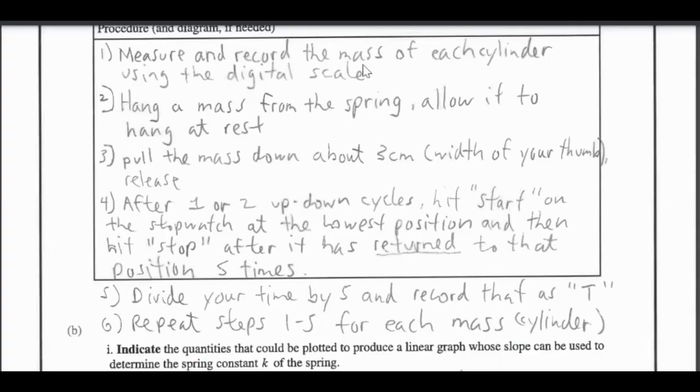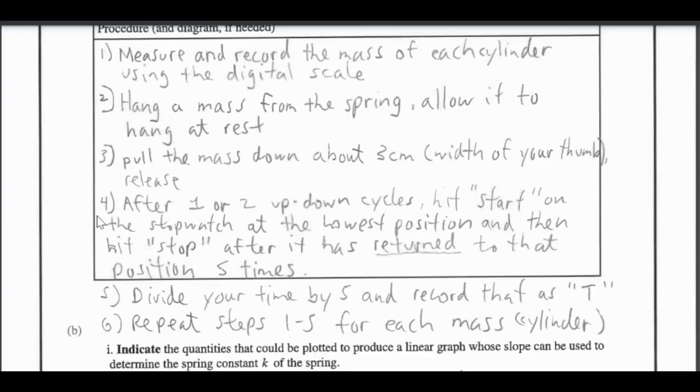So we're going to measure and record the mass of each cylinder using the digital scale, hang a mass from the spring, allow it to hang at rest, pull the mass down, and then because we don't have any measurement tools like a ruler or a meter stick, I said about 3 centimeters, the width of your thumb, because I'm kind of pretending like I'm speaking to a student. And then release it. After 1 or 2 up and down cycles, hit start on the stopwatch at the lowest position and then hit stop after it has returned to that position 5 times.